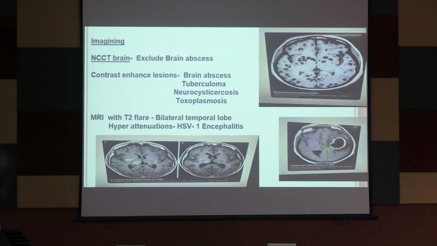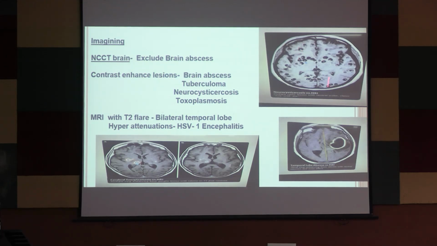This is the MRI and T2 images of bilateral temporal lobe hyperattenuation in HSV, very important. HSV-1 infection causes the bilateral temporal lobe hyperattenuations. These are the pictures. We know there is neurocysticercosis, with multiple lesions. There is a white lesion inside the black hole. This is also called dot in hole appearance, multiple dot in hole appearance.